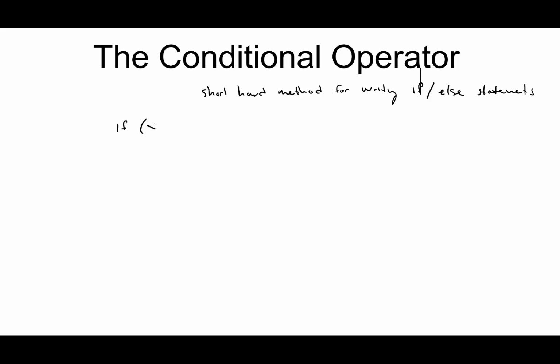So let's say we have if x is less than 0, y equals 10, else z equals 20. So this is a fairly simple if-else statement. So we can actually write this with the conditional operator like this. So x less than 0, then we'd have a question mark because we're saying x less than 0, then our question mark. If that's true, we're going to say y equals 10, else if this is false, we're going to say z equals 20.